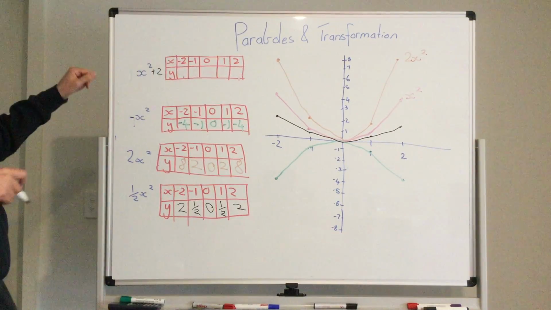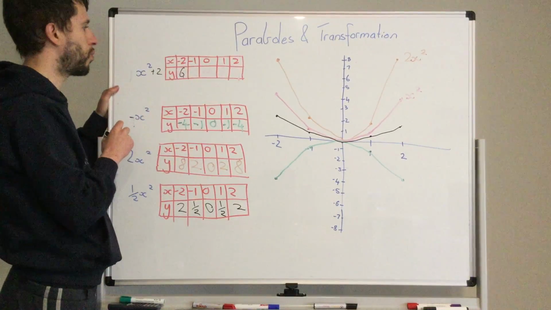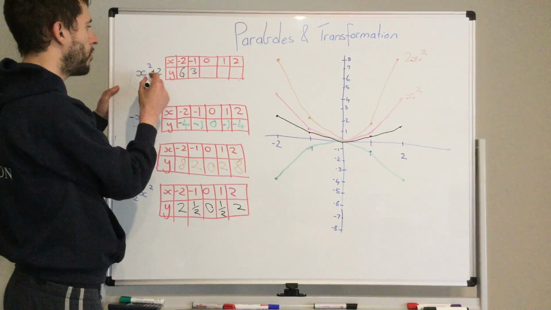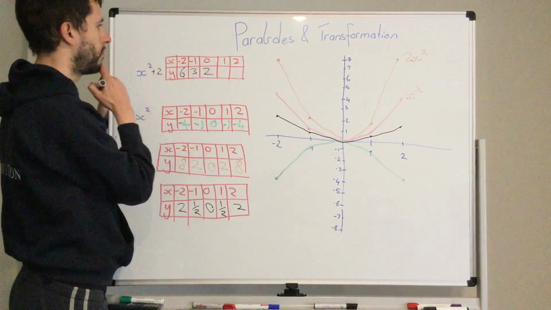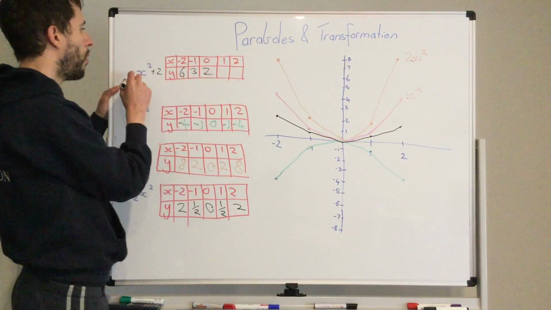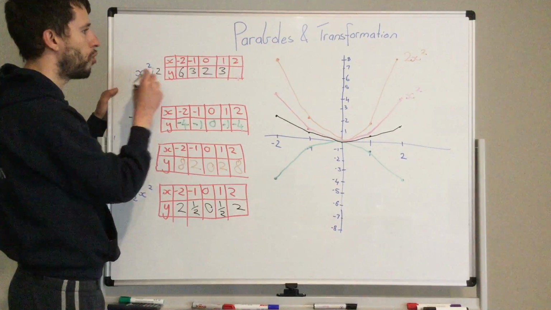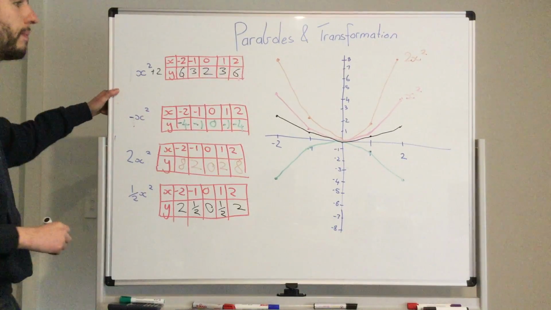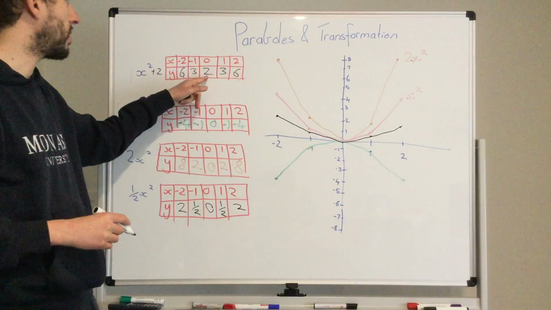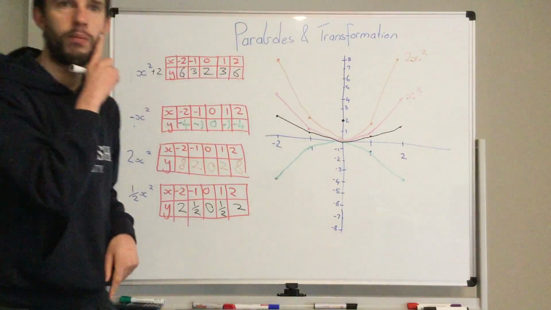X squared is 4. 4 plus 2 is 6. Negative 1 squared is 1. 1 plus 2 is 3. Then we've got 0. 0 plus 2 is 2. 1 squared is 1. 1 plus 2 is 3. And 2 squared is 4. 4 plus 2 is 6. So the only thing that's happened, our graph is going to be very similar to x squared. We've just increased it to start on the 2 instead.